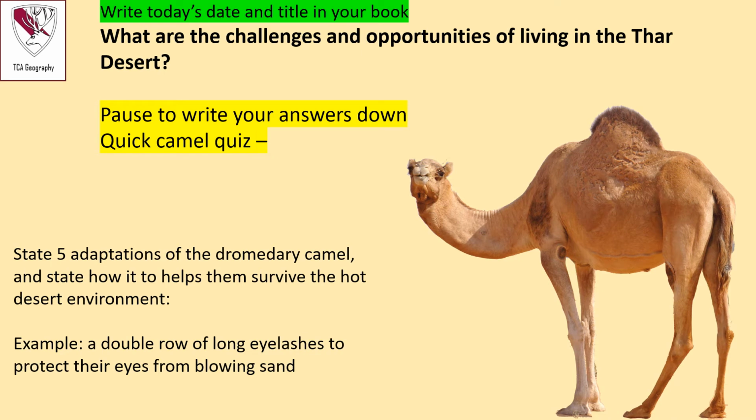So please write today's date and this title in your book and pause to write down 5 adaptations of the dromedary camel and state how that adaptation helps them to survive the hot desert environment. For example, don't just put that they have long eyelashes. Say that they have a double row of long eyelashes to protect their eyes from blowing sand. Okay, you will want to pause now to do 5 of these.